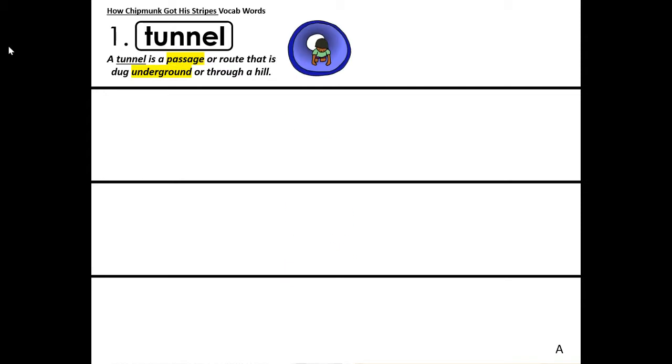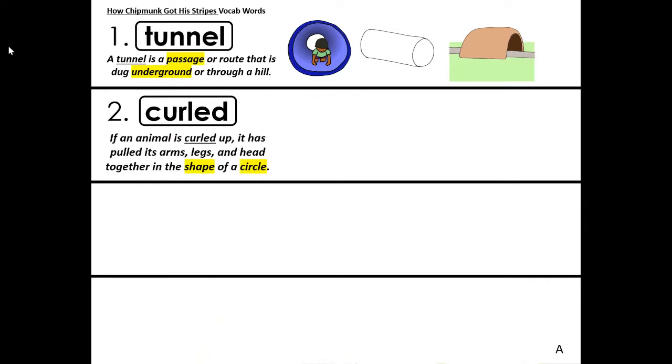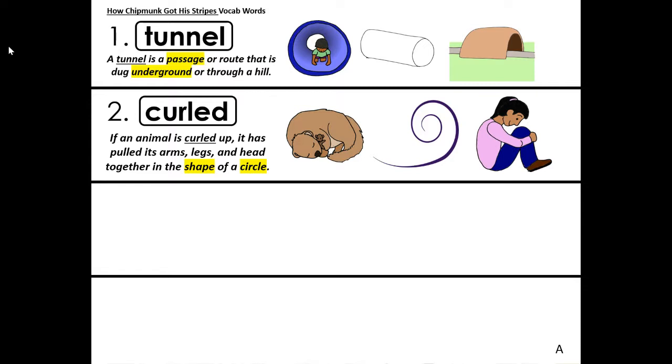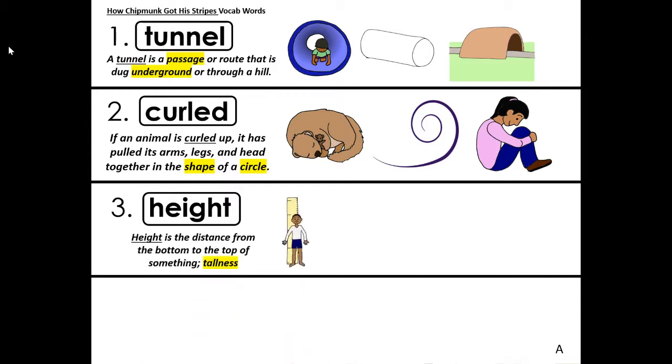So let's review our vocabulary because you may say some of these words when you answer the questions or retell the story. Number 1, tunnel. A tunnel is a passage or route that is dug underground or through a hill. Tunnel. Number 2, curled. If an animal is curled up, it has pulled its arms, legs, and head together in the shape of a circle. Curled. Number 3, height. Height is the distance from the bottom to the top of something.